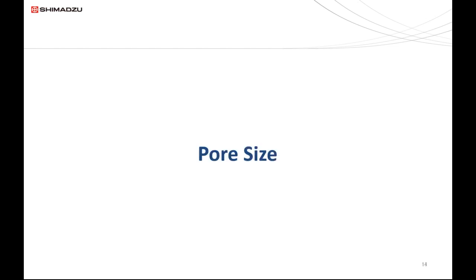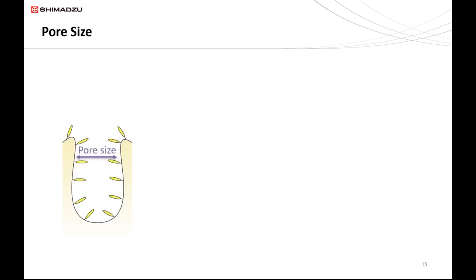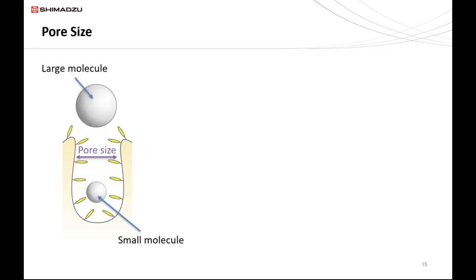Pore size also plays an important role in separation, especially when you are separating molecules with larger size. Most of the stationary phase groups are located inside the pores of the particle, so molecules need to enter the pores for an effective interaction. In order for the analytes to enter, the pore size needs to be larger than the analyte's molecule. If your analyte is larger than the pore size, the interaction with the stationary phase will be limited, and the separation will be poor.